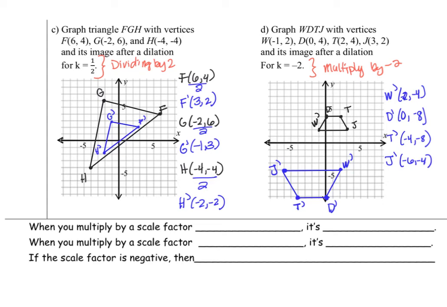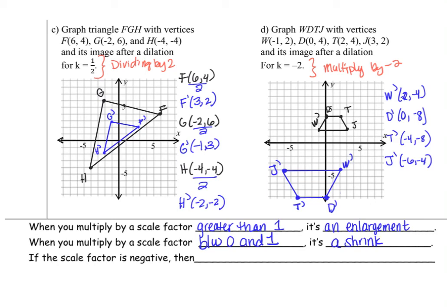Let's take a look at the summary. When you multiply by a scale factor greater than 1, it's an enlargement. When you multiply by a scale factor that is between 0 and 1, it's a shrink. Those are the ones that are typically going to be a fraction between 0 and 1.